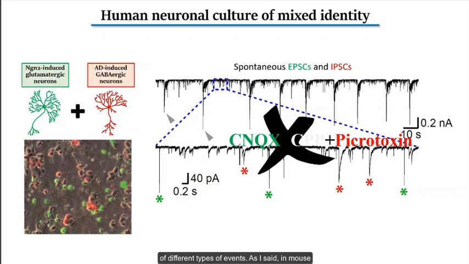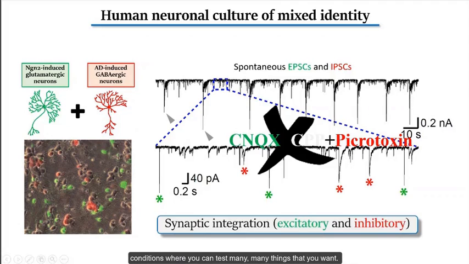And as I said, if you take a primary mouse neuronal culture, as described by previous people and in talks, you see exactly the same. So now we have a way to make a human culture that is exactly like a mouse primary neuronal culture, where you can test many things you want. So yes, synaptic integration: excitatory and inhibitory neurons start talking to each other when you put them together.